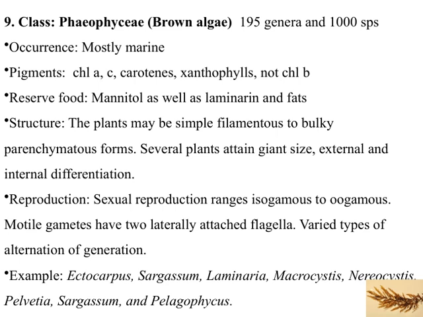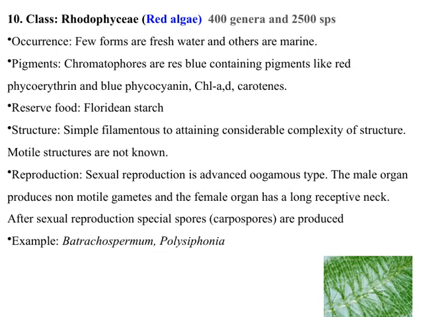Overall, brown algae are fascinating not only because of their ecological roles, but also due to their structural diversity and reproductive strategies, which tie into the broader themes we've been exploring about marine plant groups. Now let's take a closer look at the class Rhodophyceae, commonly known as red algae. There are about 400 genera and around 2,500 species within this group.